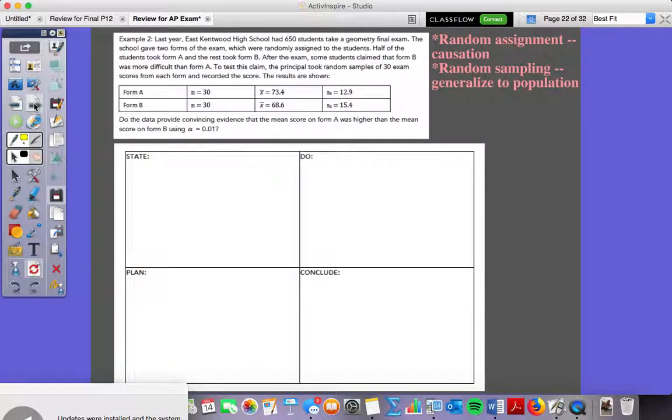Does the data provide convincing evidence that the mean score of A was higher than the mean of B? Yeah, and because they gave us both A and B, we would just go ahead and say, okay, the null is mu1 minus mu2 is equal to 0. The alternative, that A was higher, so this would be greater than 0. And then the same thing as before, right? Not really a huge need. Make sure we plug it in our calculator, but this would be a 2-sample t-test. Okay? I know I'm going through this quickly.